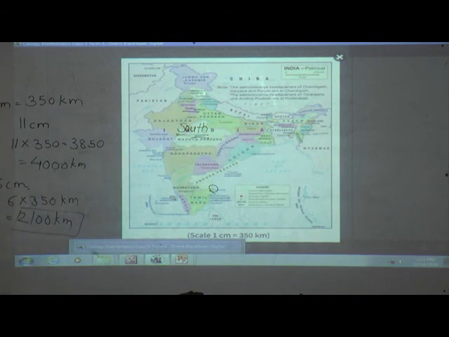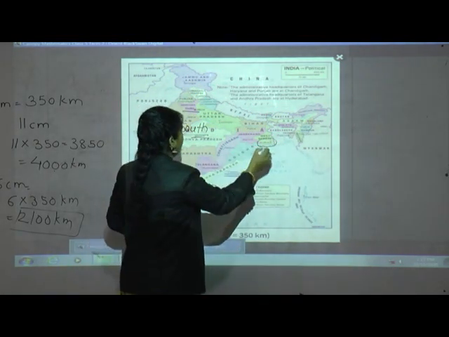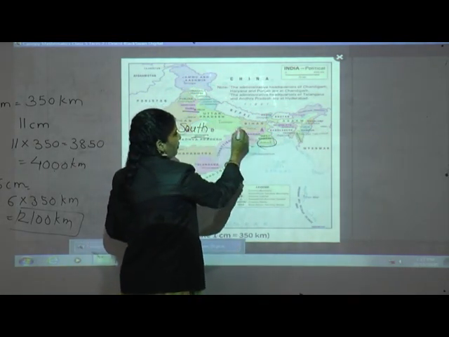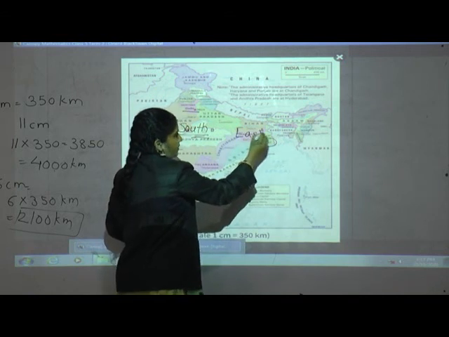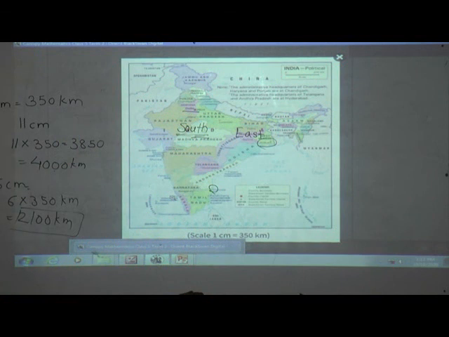Okay. Now Bhopal to Kolkata. So we know that Bhopal is here only. And where is Kolkata? Find it, students. Here. See, here is Kolkata. So which direction will we follow? East. Okay. In this way you can solve the questions.